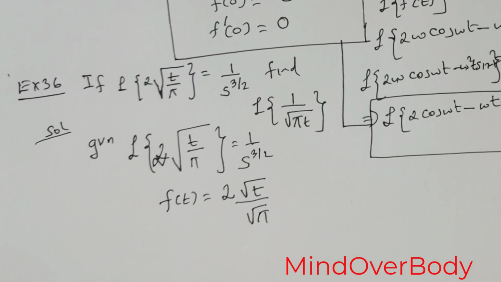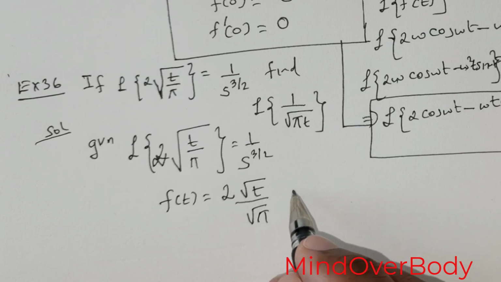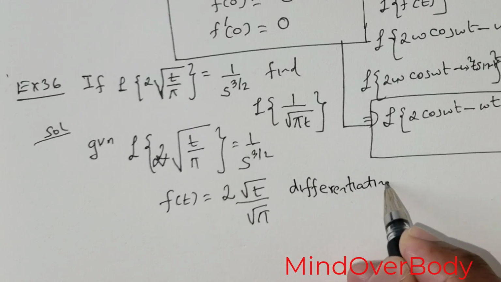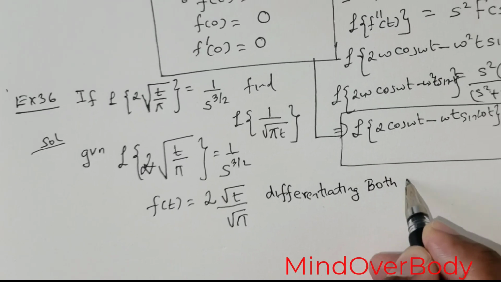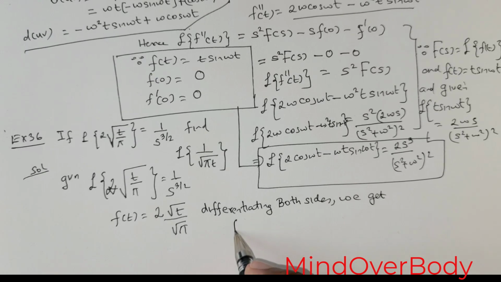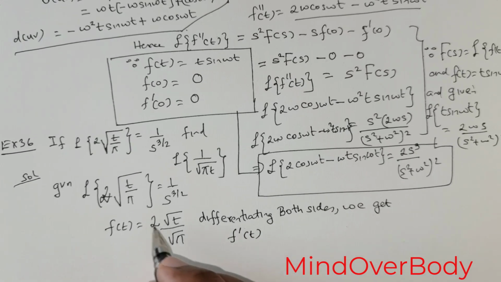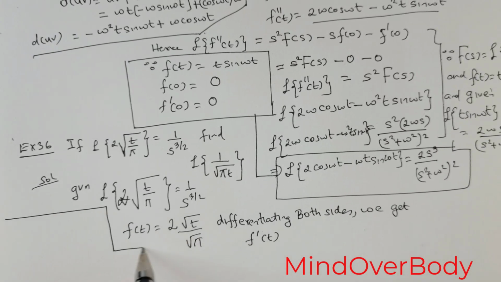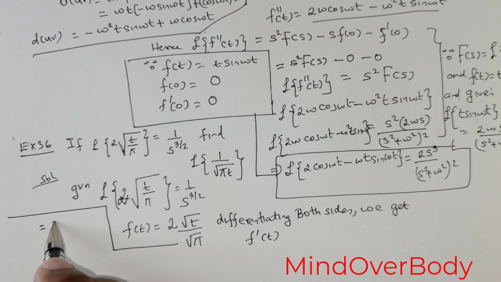Now let us find f dash of t. So I would say differentiating both sides, we get, so differential of f of t would give me f dash of t. Now differentiation of 2 times, 2 is a constant, of course we are expected to differentiate only t, so let me use this space here. So this is nothing but 2 times t raised to the power of half. Of course you got a pi there with the square root sign.